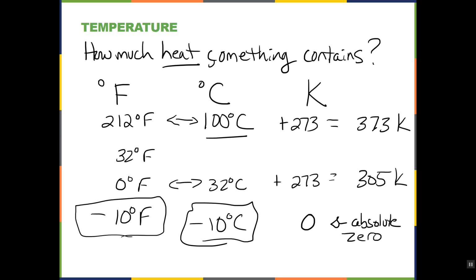So why is this important? Well, if you can have a negative temperature in Fahrenheit and Celsius, the problem comes when you plug a negative number into an equation, it's going to give you a negative value.